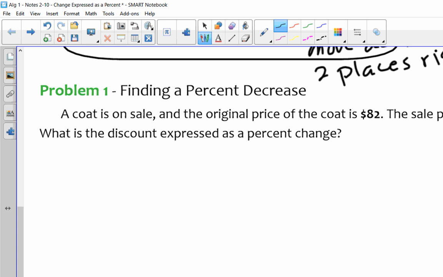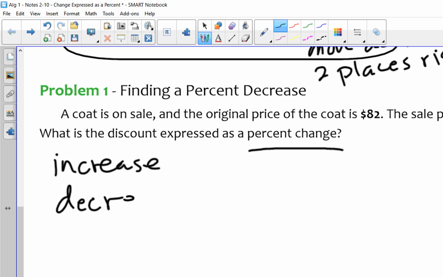We have this coat. It's on sale. Its regular price is $82, and it's on sale for $74.50. But what's the percent change? Well, this is a two-part question. I want to know first, is it an increase or a decrease? That's just simply looking at the amounts. It started at 82, it went to this, that's less, so this is going to be a decrease. So that's part of your answer right off the bat. Pretty easy to do. I'm just looking at stuff.